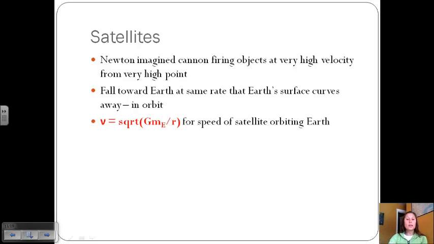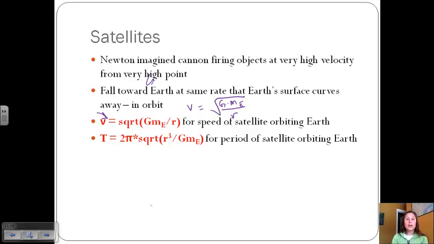And so there is an equation that we can use to calculate the speed of a satellite orbiting Earth. And so we use v to indicate our velocity, and it's the square root of our gravitational constant times the mass of Earth divided by the radius. So the distance between Earth and the orbiting object like a satellite.